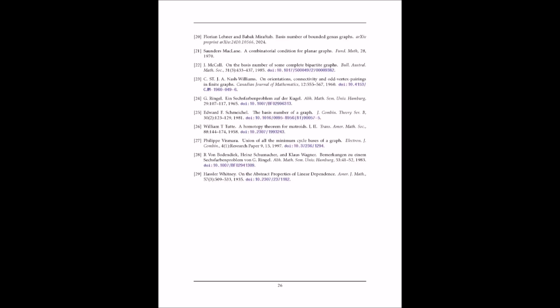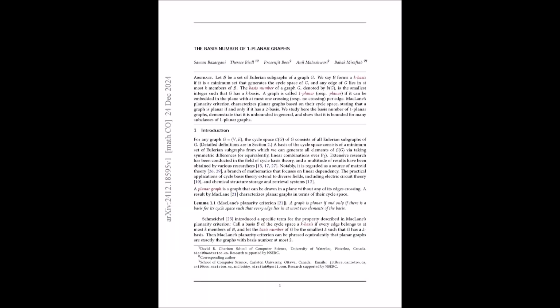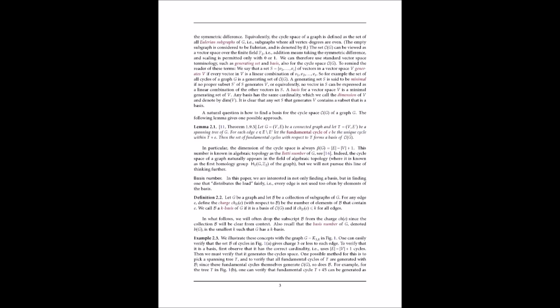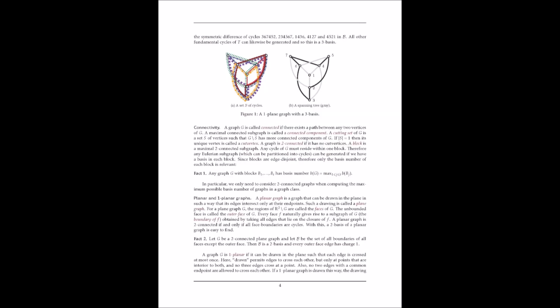That's a great analogy. Now, not all generating sets are created equal. A basis is a minimal generating set, meaning you can't remove any cycle from it without losing the ability to generate all the other cycles. It's like a perfectly curated set of cycle building blocks with no redundancies. So every basis for the cycle space of a given graph will have the same number of cycles. That's true. And that number is the basis number of the graph.